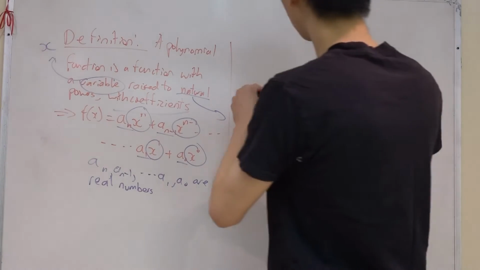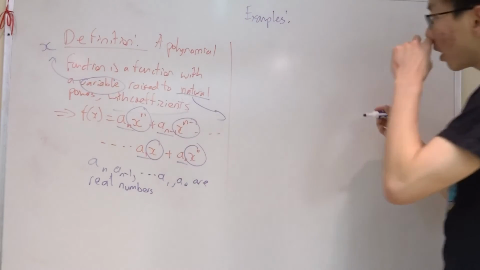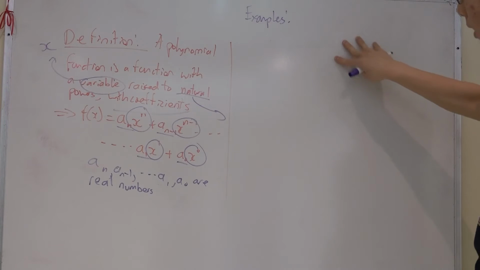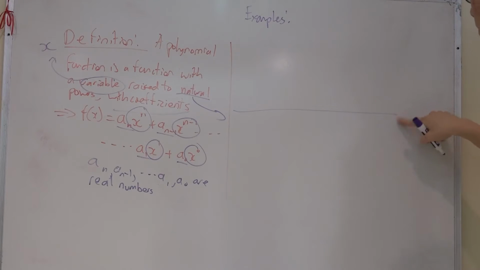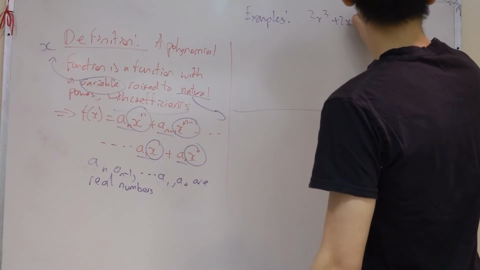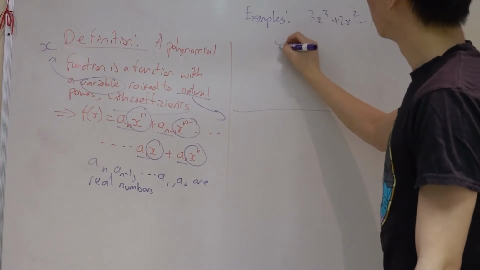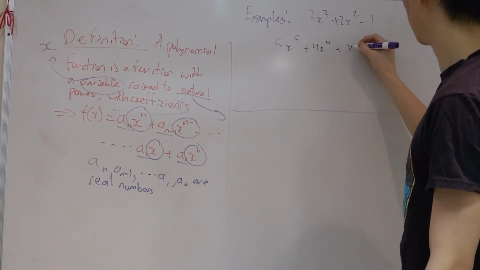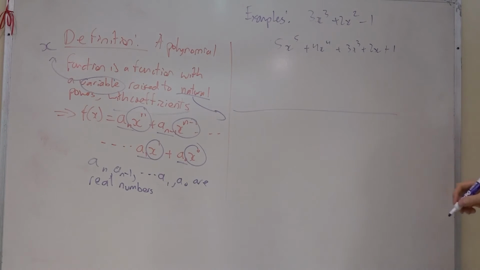So some examples. I'm not going to do any more linear or quadratic examples. I'm just going to do examples that are not part of those categories because you've already seen enough of those. So we could do 3x cubed plus 2x squared minus 1. That's a polynomial. Okay. 5x to the 5 plus 4x to the 4 plus 3x to the 3 plus 2x minus 1. Or let's do plus 1.